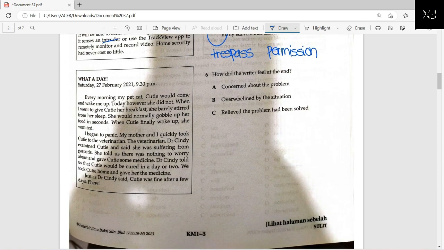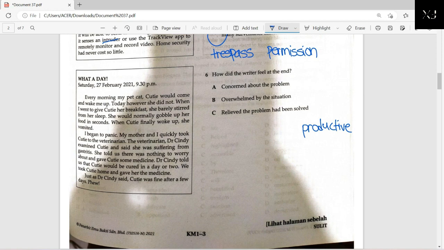Number 6, what a day. Wow, okay, let's see what a day this person had. Usually when people say what a day, it means that they had been quite productive. Their day was usually good. Saturday, 27th of February 2021, 9:30 at night.